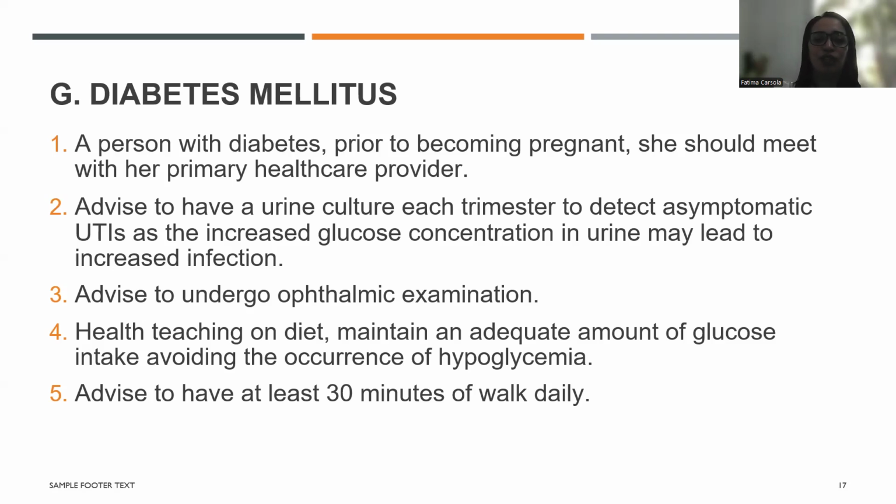Advised to have a urine culture each trimester to detect asymptomatic UTI. Okay, as the increased glucose concentration in the urine may lead to increased possibility of infection. And advised to undergo ophthalmic examination for the possibility of complications. And of course, the diet of the patient might be maintained. Okay, advised to have at least 30 minutes of walk daily. Okay, that is healthy for this diabetes. Okay, so because diabetes mellitus might be aggravated during pregnancy.